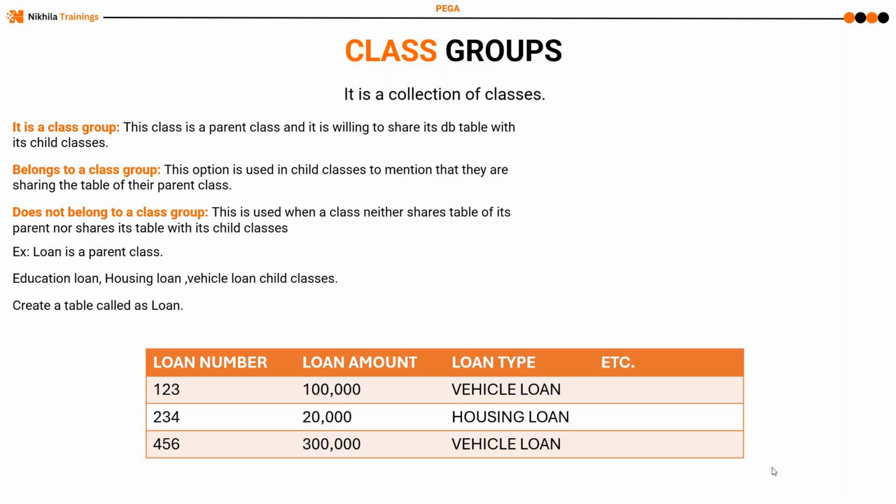Can a child class also be a class group? Yes, of course. A child class can be abstract, a child class can be a class group, anything is possible. End of the day, you have a table you want to share with your children. It's like I have parents, I have kids. So I am a parent for my kids and I want to share my table with my kids. So I put it as is a class group. So it is possible.